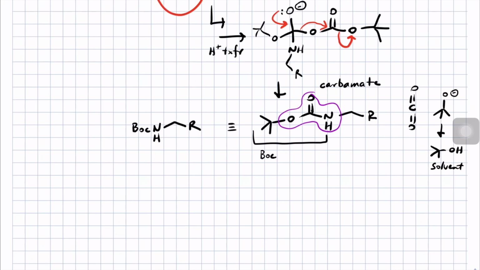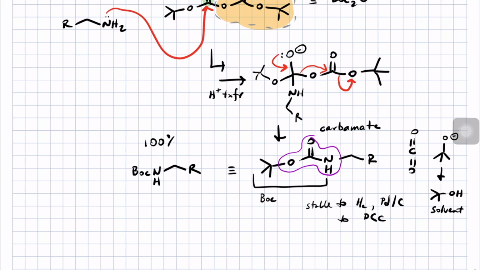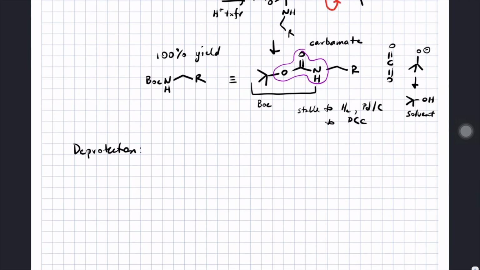The Boc group is stable to hydrogenolysis and is stable to DCC, and the installation of the Boc group again is about 100% yield. It's very easy to do. It happens very quickly. So that's the protection reaction. The deprotection reaction is also easy. The Boc group comes off readily in strong organic acid.